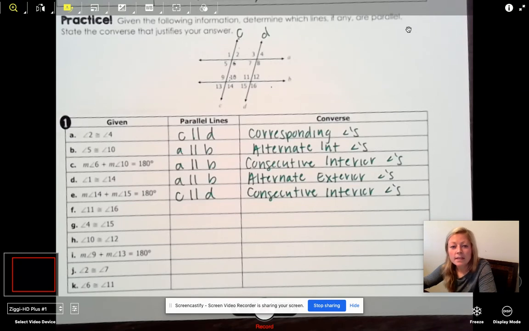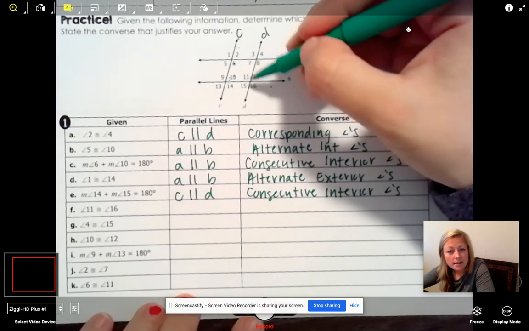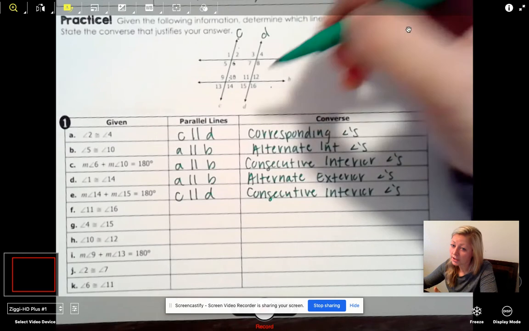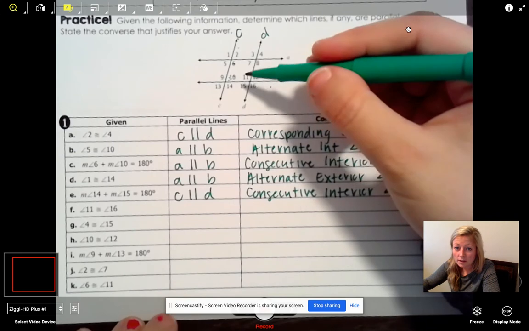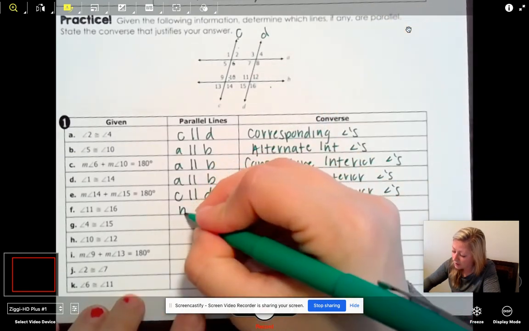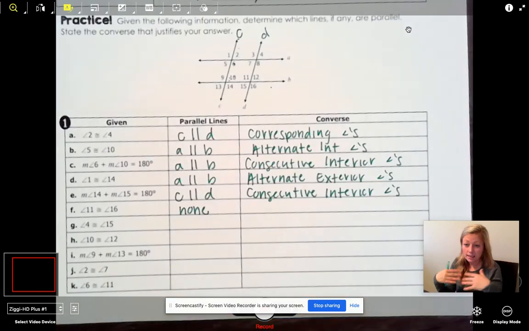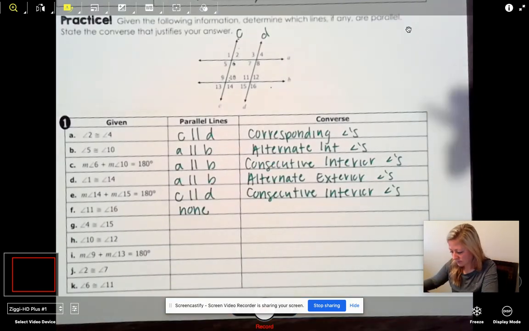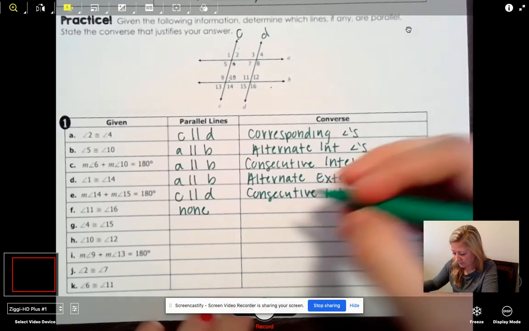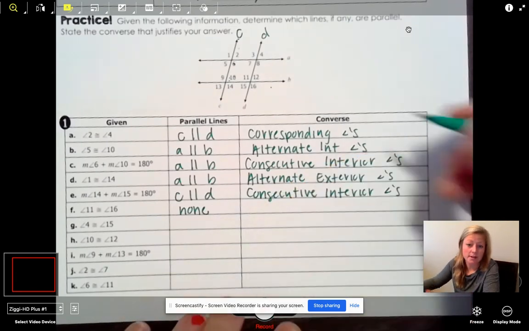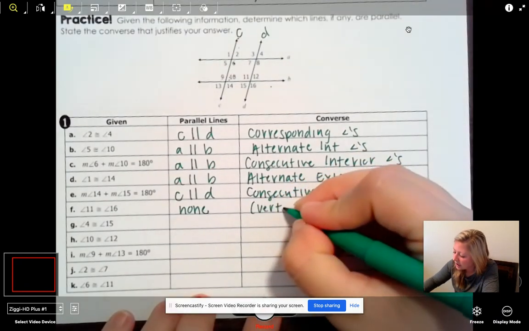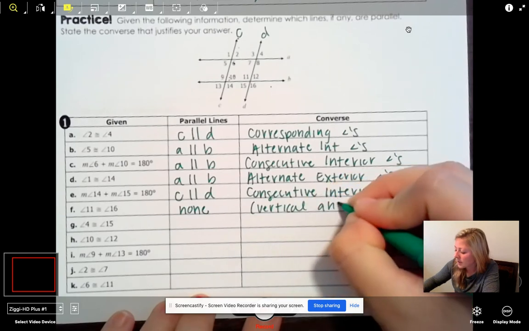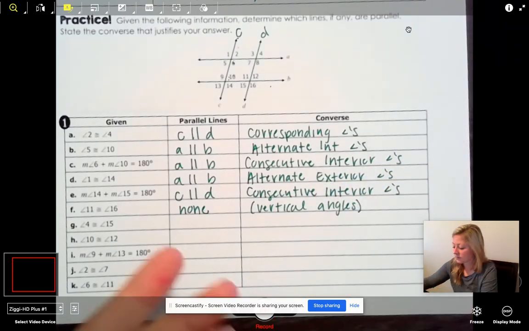Angle 11 is congruent to angle 16. 11 and 16. We do have a special name for those. They're not anything that prove lines are parallel, because these are vertical angles. So no lines are parallel, because vertical angles do not show lines are parallel, and we can say nothing because there's no converse. If you want to give yourself a reason why it doesn't work, you can put vertical angles. But it's not proving anything. That doesn't show us parallel lines.